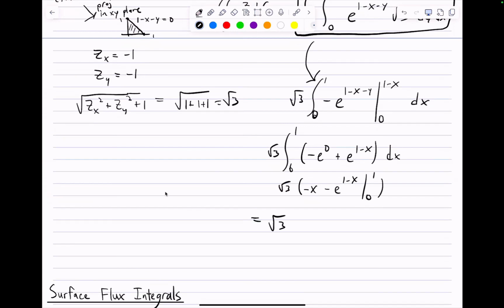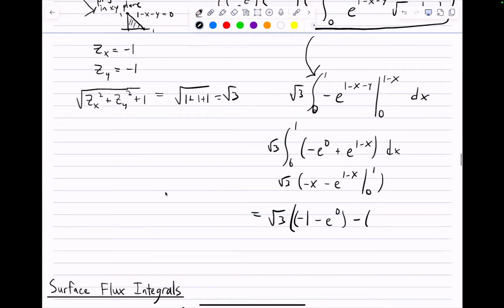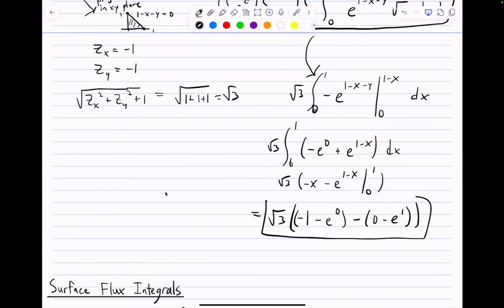And so I get root 3 times negative 1 minus e to the 0. That's the first part. And then minus, if I plug in 0, I get 0 minus e to the 1. And so that's some number. We'll just leave it like that.